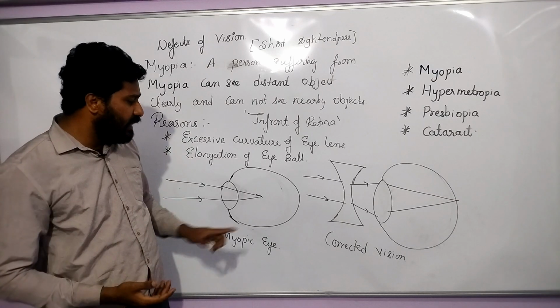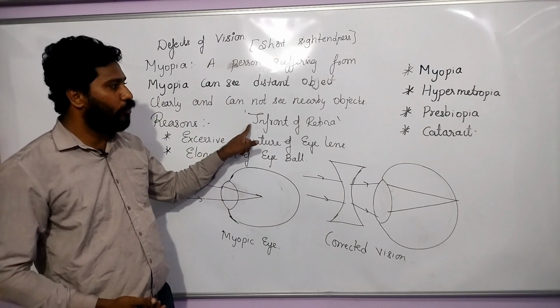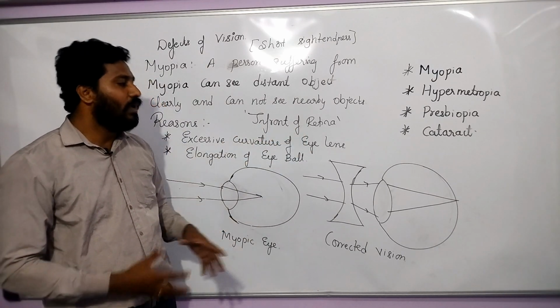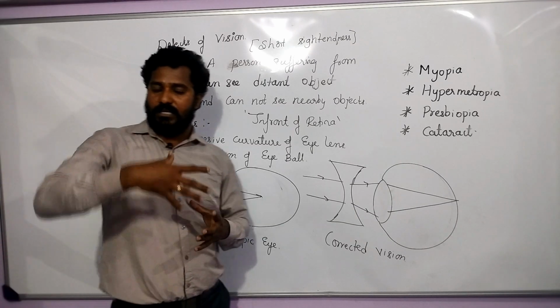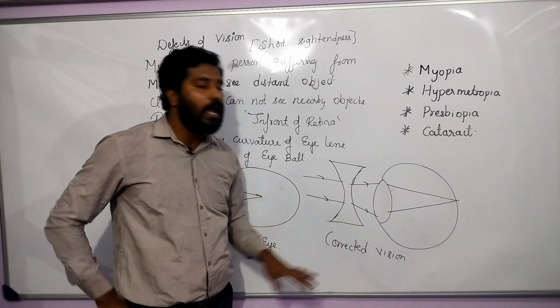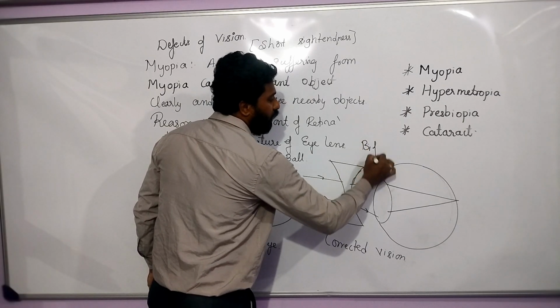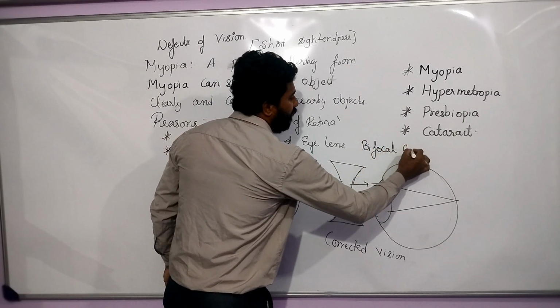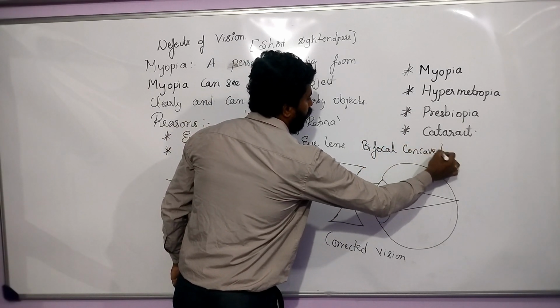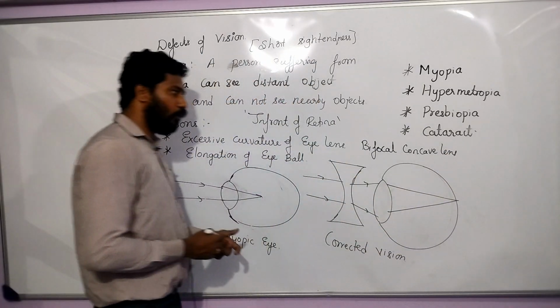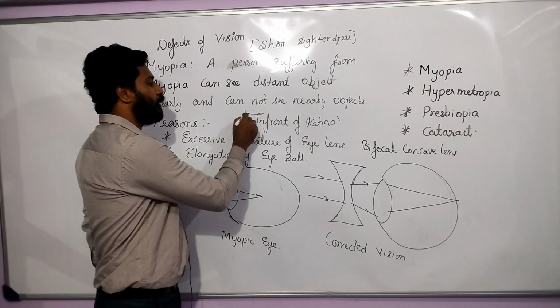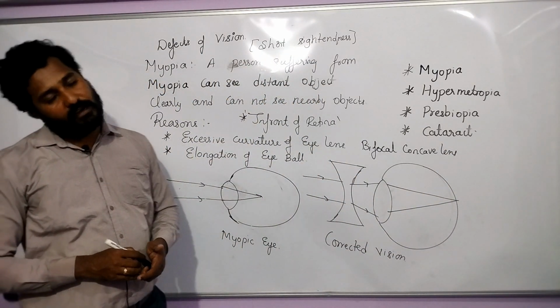And where does the image form for the myopic person? Very important, it forms in front of the retina. Then how do you make the image form on the retina? By using a concave lens. This is very important. These are the points you need to know, and the diagram is very important.